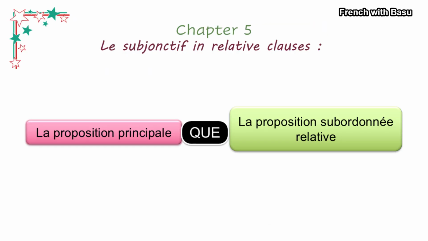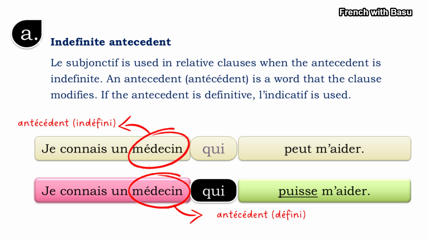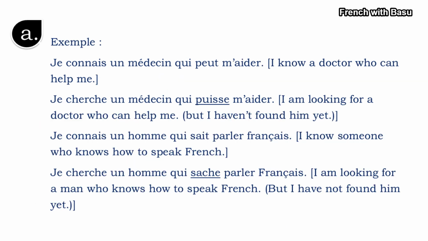Chapter 5. Le subjonctif in relative clauses. A. Indefinite antecedent. Le subjonctif is used in relative clauses when the antecedent is indefinite. An antecedent is a word that the clause modifies. If the antecedent is definitive, l'indicatif is used. Je connais un médecin qui peut m'aider. Je cherche un médecin qui puisse m'aider.